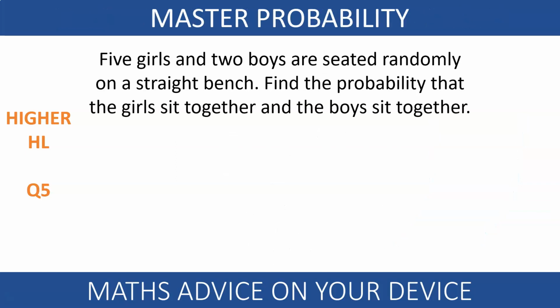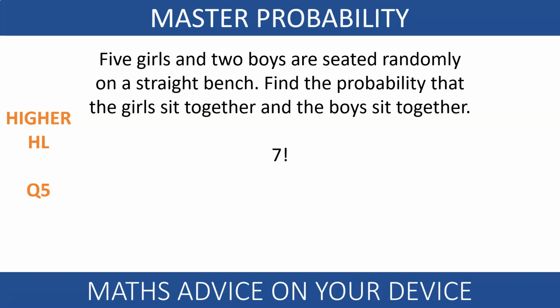This second one is another 5 marks question. 5 girls and 2 boys are sitting randomly on a straight bench. Find the probability that the girls sit together and the boys sit together. You have 7 students, and that means you have 7 factorial ways to arrange them. Yes, this is because you have 7 gaps to fill on a straight line.